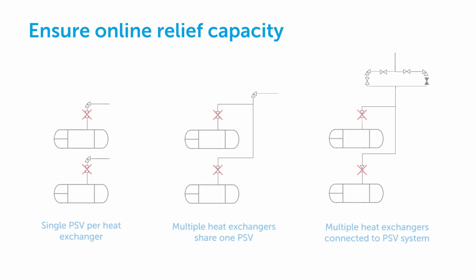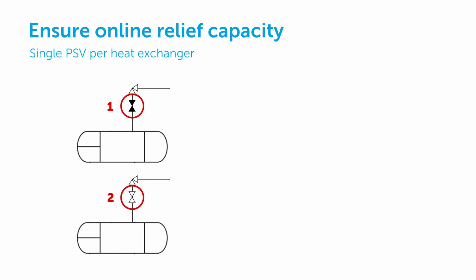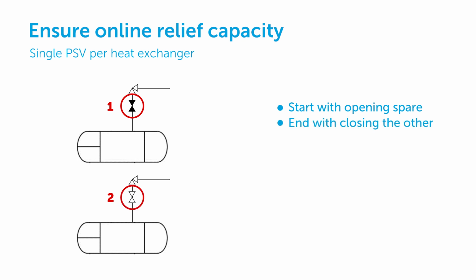When PSVs are not equipped with block valves, they cannot be included in a sequence. In case of multiple single PSVs, their block valves must be interlocked. The changeover should commence with the opening of the spare relief valve. The final step in the changeover is the isolation of the other PSV.